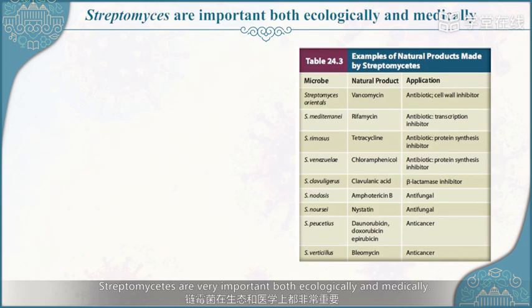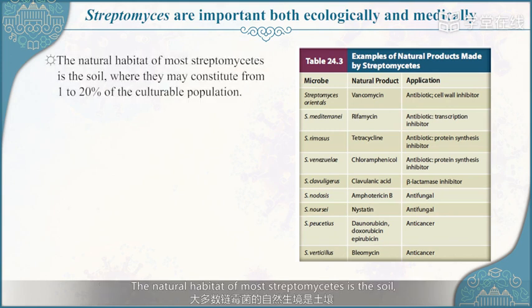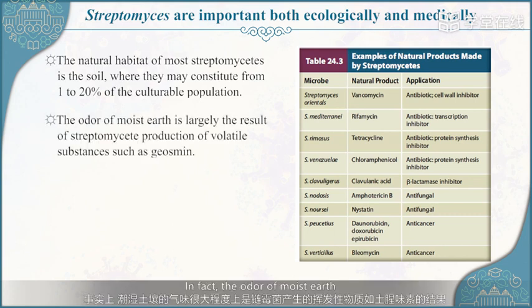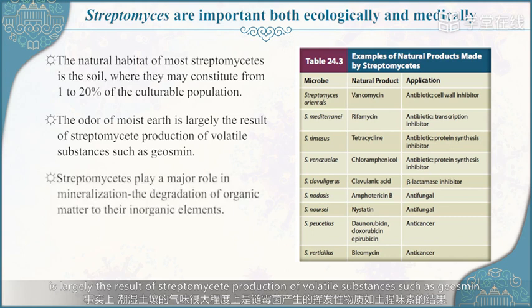Streptomycetes are very important both ecologically and medically. The natural habitat of most streptomycetes is soil, where they may constitute from 1 to 20% of the culturable population. In fact, the odor of moist earth is largely the result of streptomycetes' production of volatile substances such as geosmin.